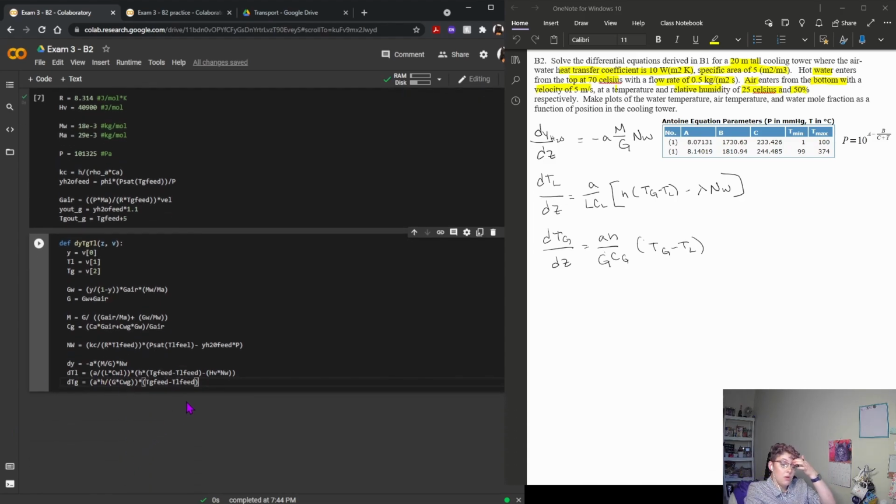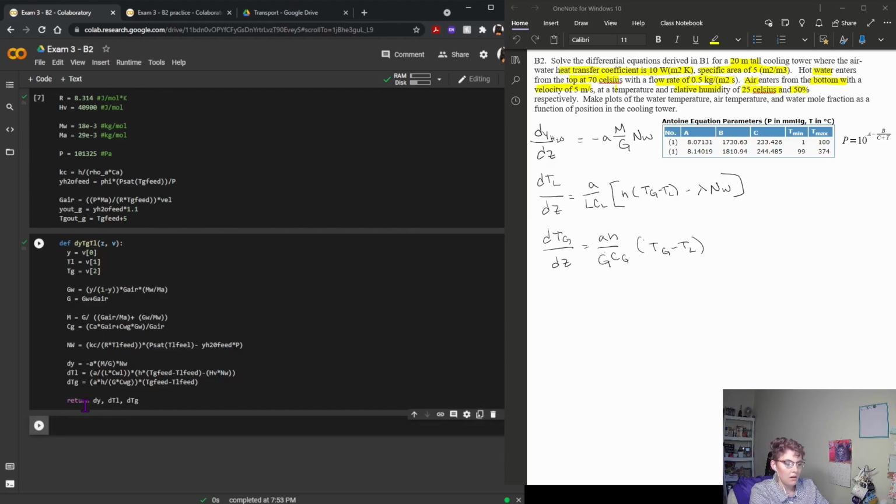Those should be right. And what we are going to want this equation to return, let me just double check these real quick. Yeah, I think those are right. And so what we want this function to return is our three differential equations. So dy, dtl, and dtg. No immediate errors. And so next we want to nest this function within another function to allow our values to converge to the correct values.